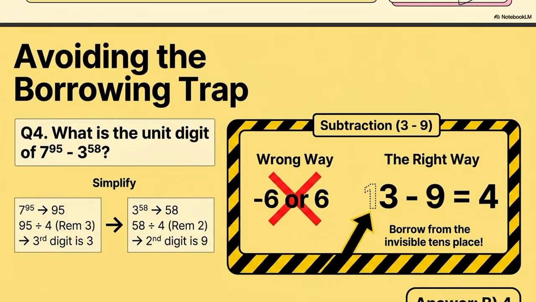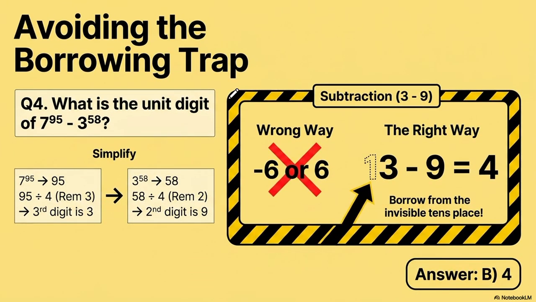Look at one more question. What is the unit digit of 7 to the power 95 minus 3 to the power 58? Let's first calculate 7 to the power 95. What is the unit digit? Our base number is 7, and for 7 the cyclicity is 4. The power is 95. If we divide 95 by 4, 4 twos are 8, 1 will remain, then 4 threes are 12, so 3 will remain. So the remainder is 3. In case of remainder 3, the third digit of the cycle is our unit digit.